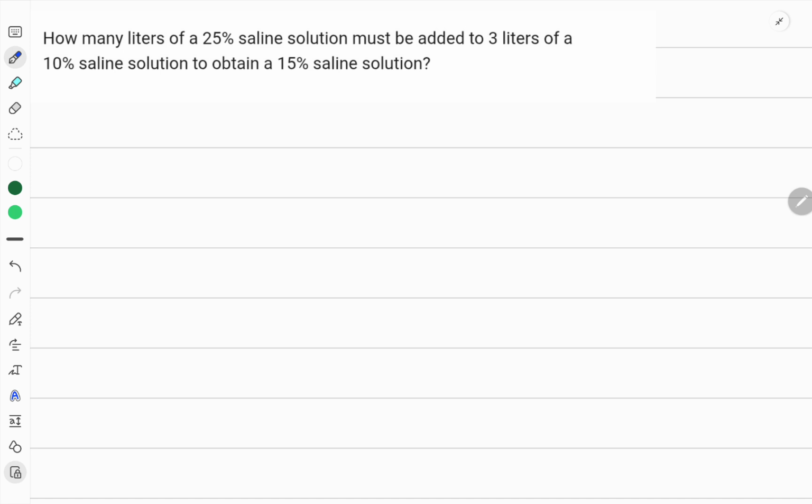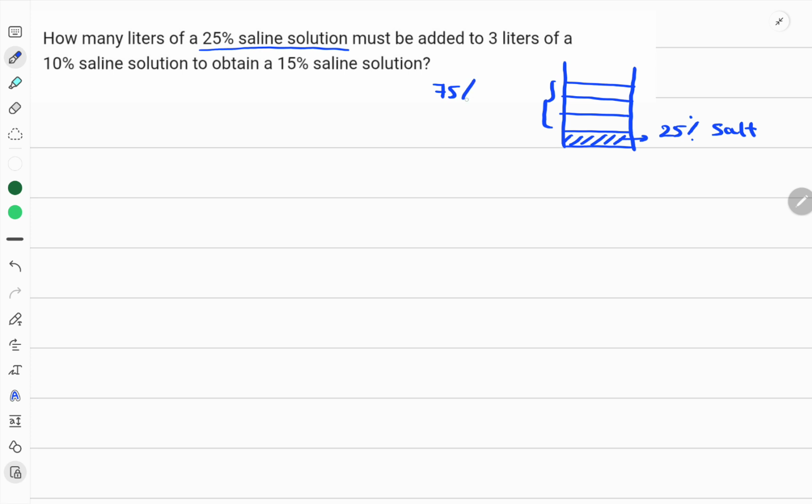Before solving this question, we should know the meaning of 25% saline solution. It means that 25% of the solution volume is salt and the remaining 75% is water. So imagine that this is the whole solution, 100%, and 25% is salt and the remaining, which is 75%, is water or other form of liquid.